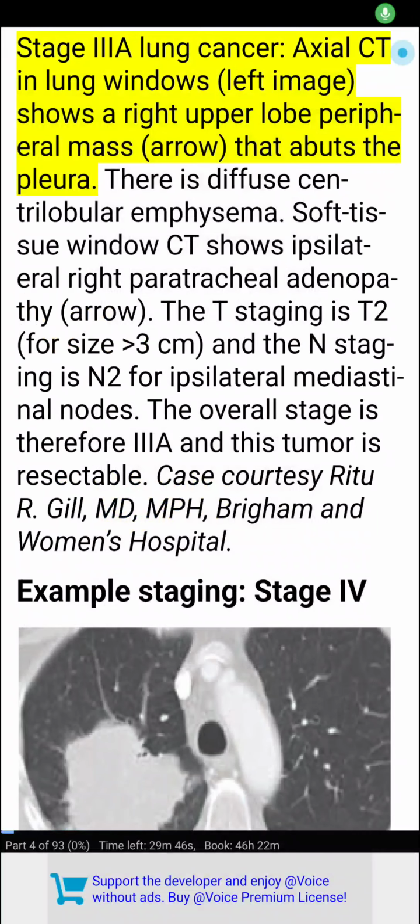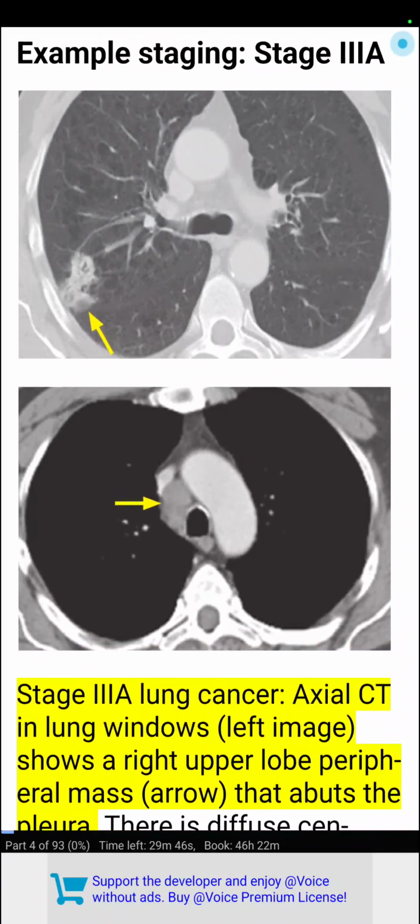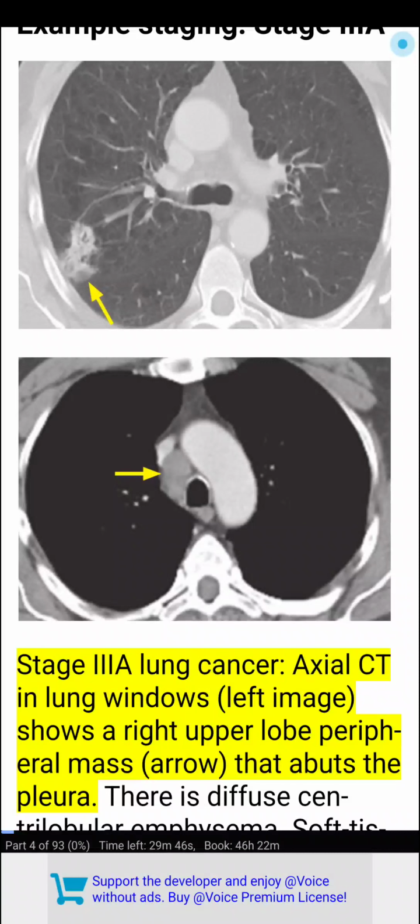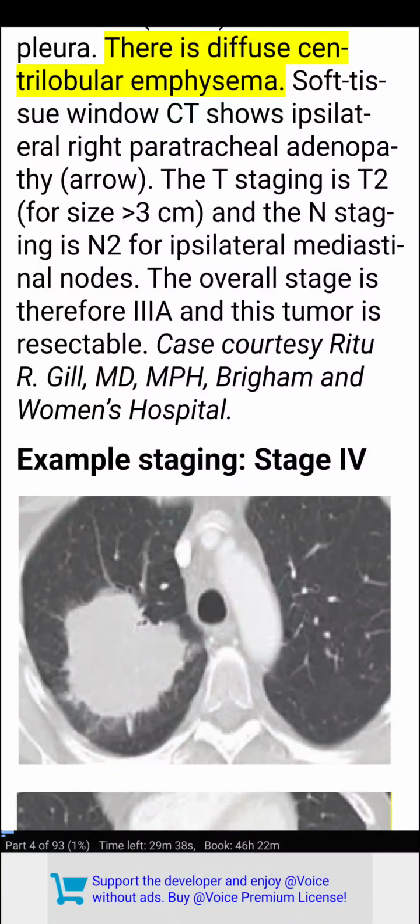IIIA. Stage III lung cancer. Axial CT in lung windows, left image, shows a right upper lobe peripheral mass (arrow) that abuts the pleura. There is diffuse centrilobular emphysema. Soft tissue window CT shows ipsilateral right paratracheal adenopathy (arrow).